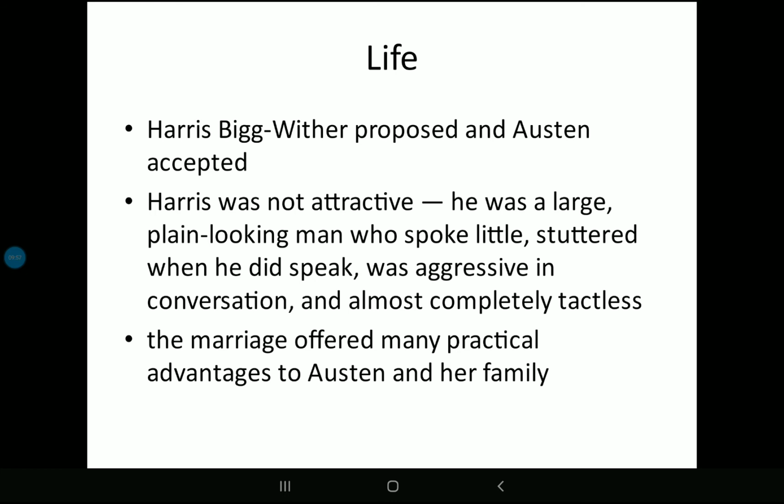Austen initially accepted his proposal. Every girl has a dream that her husband will be the best amongst the lot, the most attractive and handsome, with enough wealth. But in this case, Harris Bigg was not like that. He was very plain. The marriage offered many practical advantages to Austen and her family.